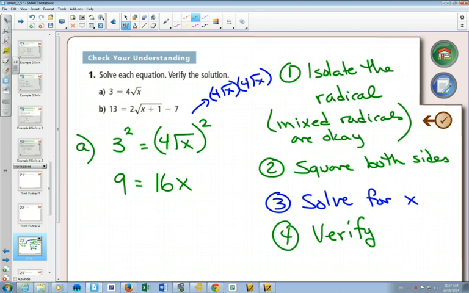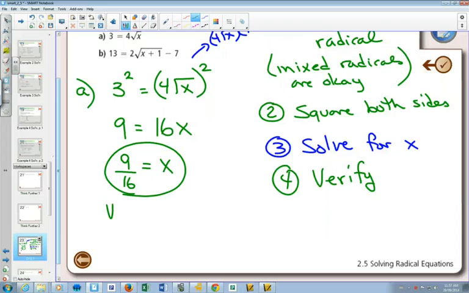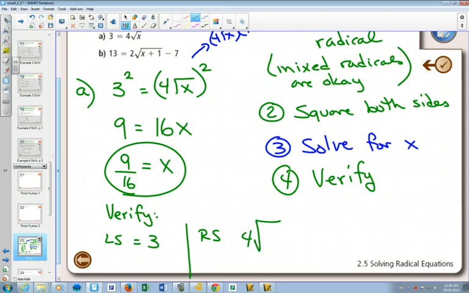Now, how would I solve for x? Divide both sides by 16. And I get x equals 9 over 16. Now, we have to verify. The way that we verify, write out the word verify. Write your left side of your equation, draw a line, write your right side of your equation. On the left side of the equation, right at the beginning, we started with 3. On the right side of the equation, we started with 4 square root of x, and for x we write 9 over 16.